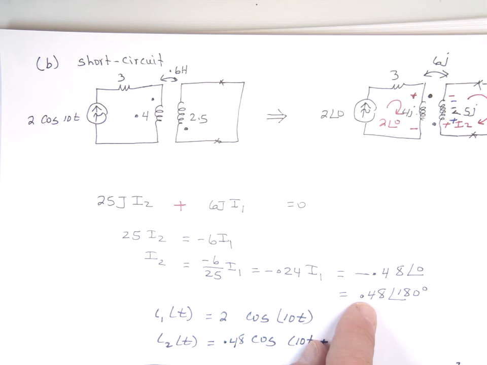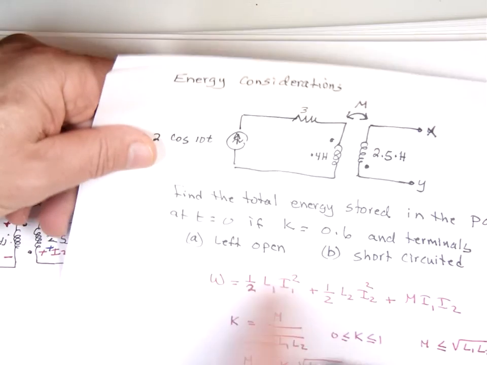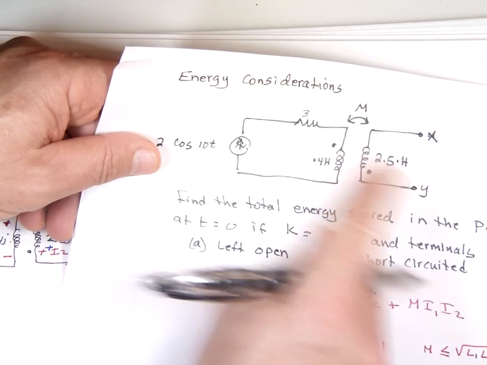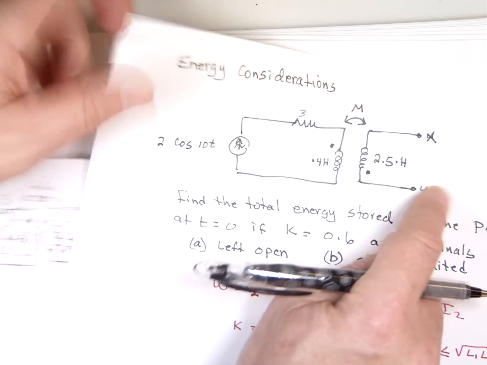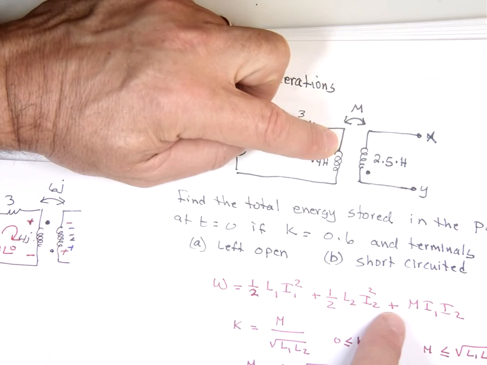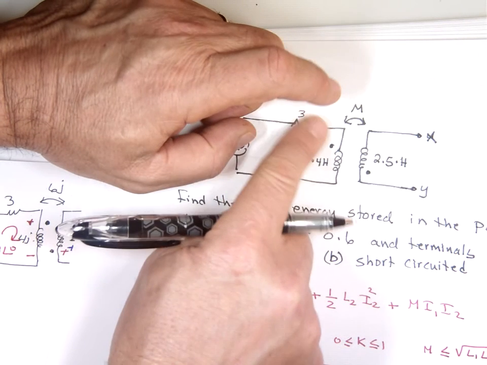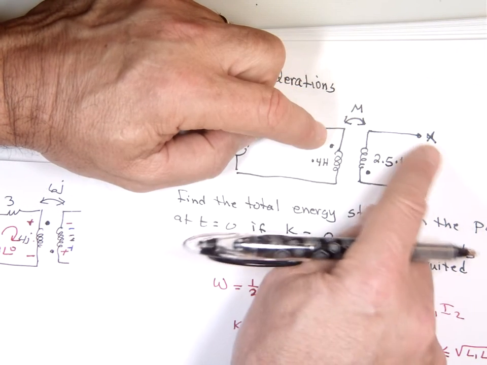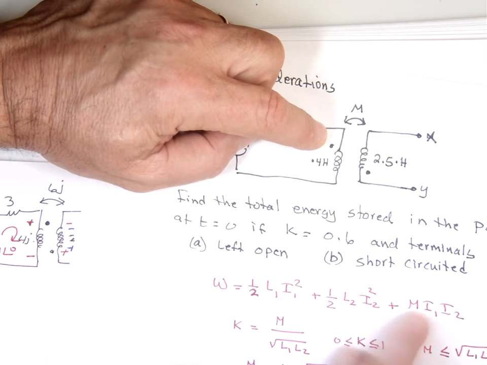Well, if you decide to do that, this equation about the energy, what is it? Both currents have to be entering the dot, or both leaving the dot, for that to be a plus. So if one enters the dot from this end and one does not enter the dot, the undotted sign has to go to minus. Otherwise, your number will not match.